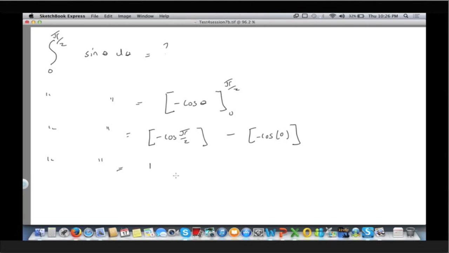Double check. So y equals sine of x. Graph this. Second calc, 0 to pi divided by 2 equals 1. Good. Okay, that one went a lot more smoothly. Very good. All right, let's see.